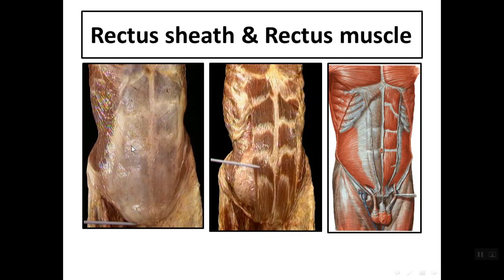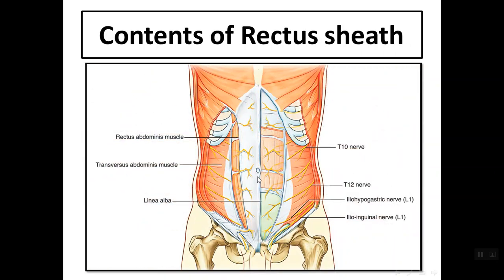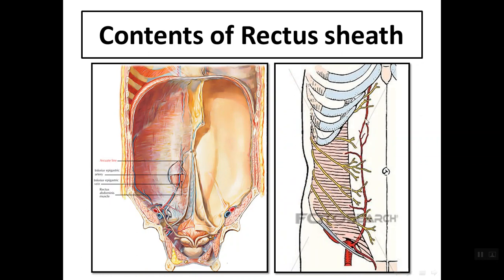This is the rectus sheath in the normal cadaver. After removal of its anterior wall, we can see this is the rectus abdominis muscle. What is the content? We can see here the rectus abdominis muscle, these are the lower six thoracic nerves, and these are the arteries: superior epigastric artery and inferior epigastric artery, and these are the lower six thoracic nerves with the rectus abdominis muscle.